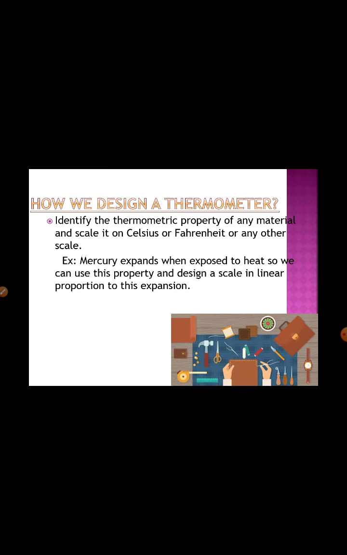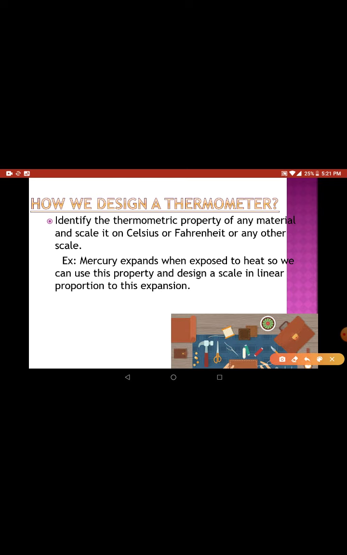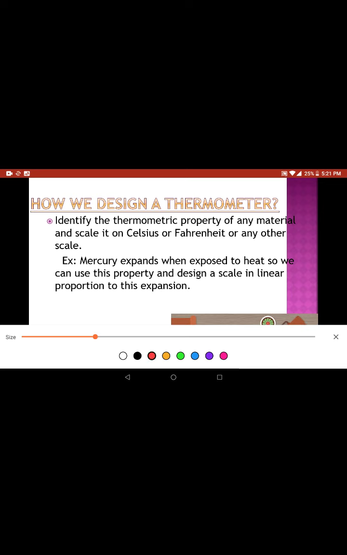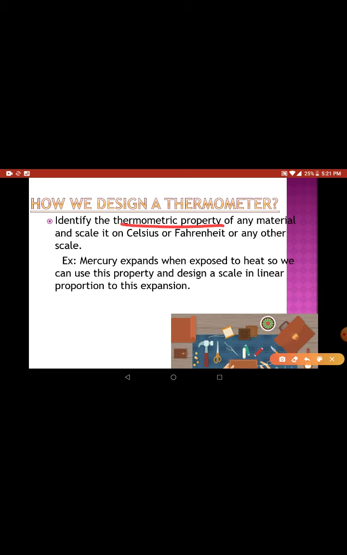First of all, we need to identify a thermometric property. What do we mean by thermometric property? A thermometric property is a property of a substance that changes with the temperature, that should vary with the temperature. Suppose you are increasing the temperature, then the property should also increase linearly with the temperature. Suppose you are decreasing the temperature, the property should also decrease linearly with the temperature. That is called a thermometric property.